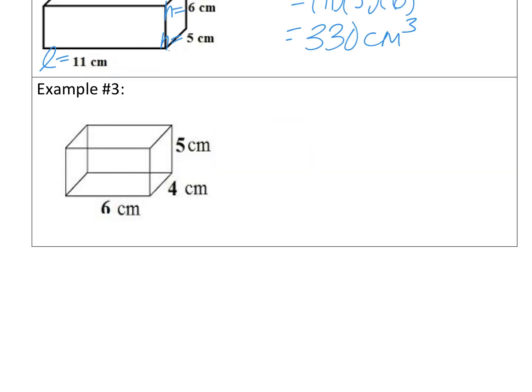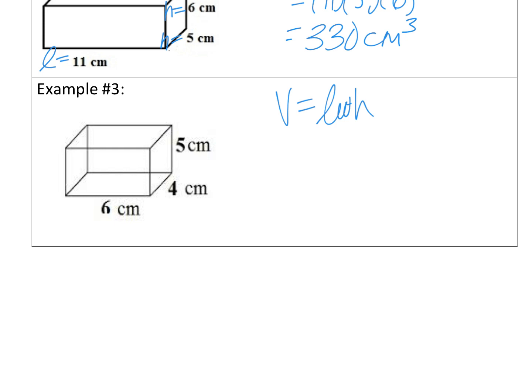Moving on down to example number 3 for volume. This one I want you guys to go ahead and try yourself. I'll remind you of our formula here. It is V equals length times width times height. So go ahead and pause the video here. I want you to try this one from start to finish on your own. When you have your final answer, go ahead and hit play again, and we'll see if you did it correctly.